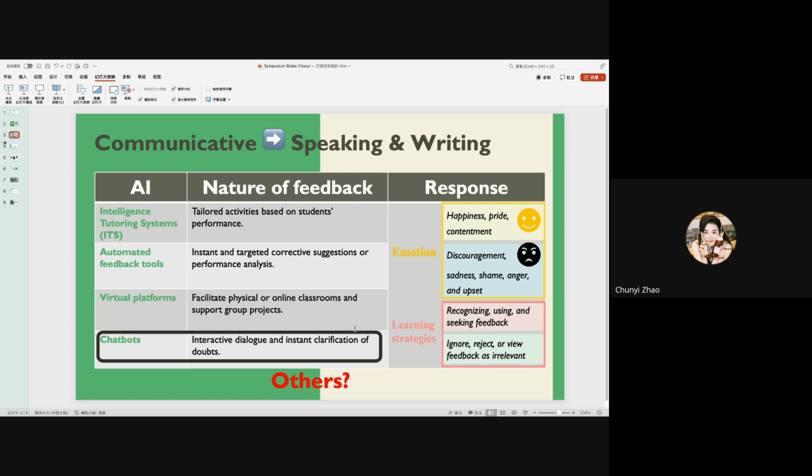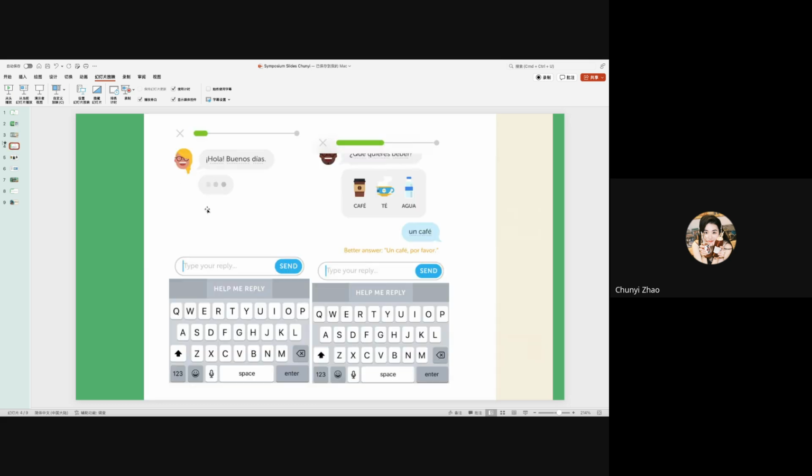As I said, the most important kind of AI tool is chatbots. But I am wondering, what are the others? We are always using the large language model, but how to use this kind of language model in language learning? They are different kinds of apps. So first, let me focus on speaking.